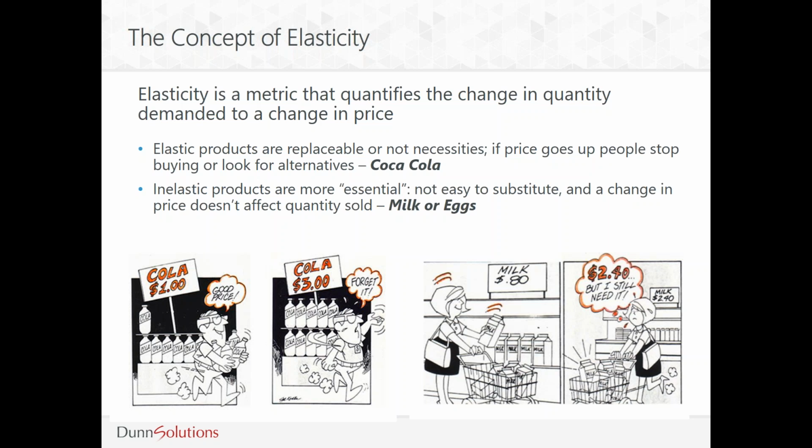Now, inelastic products are usually more essential. They're not very easy to substitute, at least not in the short term, and a change in price doesn't really affect how much people buy, or at least it doesn't affect it greatly. And I put the example of milk and eggs. If you have a big family, great if you can get milk for 80 cents, but at 2.40 if you need it, you'll still buy it. Usually the best example would be medicine, to be honest. If the price of medicine goes down, you don't buy more medication because it's cheaper. It just doesn't work that way.